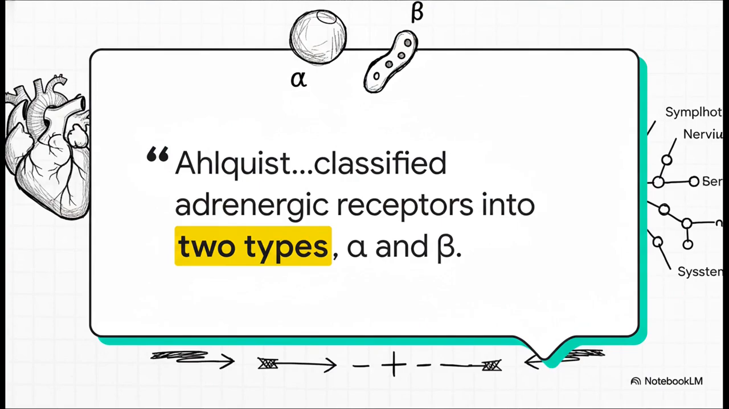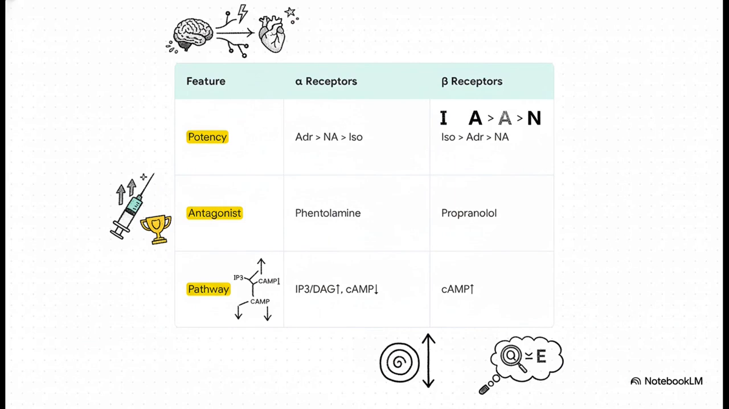And for this, you have to remember one very important name, Ahlquist. Back in 1948, he was doing experiments and noticed something very peculiar. He saw that certain adrenergic drugs were very powerful in some tissues, but very weak in others. And another set of drugs had the completely opposite pattern. And from this simple, elegant observation, he proposed a revolutionary idea that is the foundation of everything we're learning today. And this slide is his big idea.